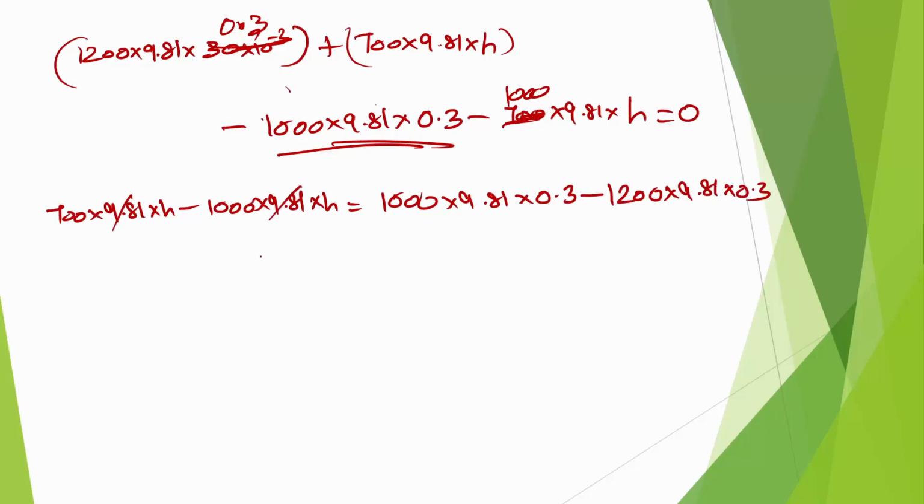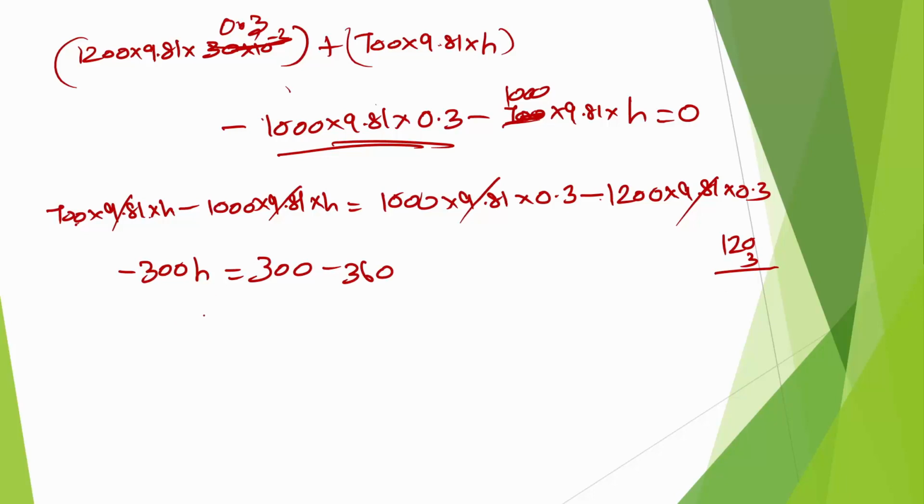Since 9.81 is there in all the terms, I can cancel it. So this will be minus 300h, because 700h minus 1000h is minus 300h, is equal to 1000 into 0.3, which is 300, minus 1200 into 0.3, that is 120 into 3, 360.